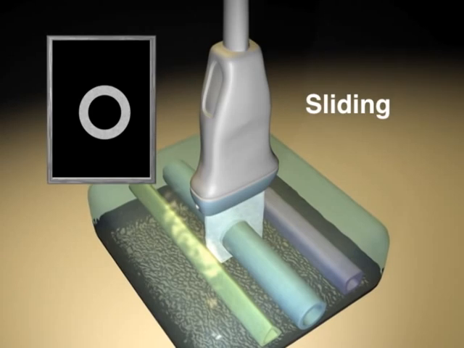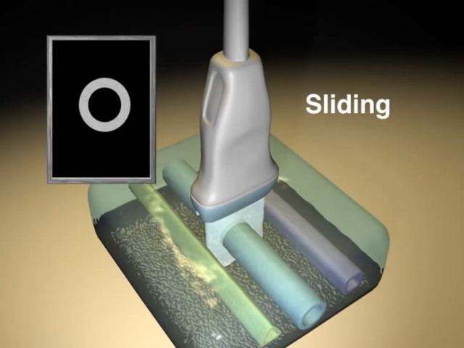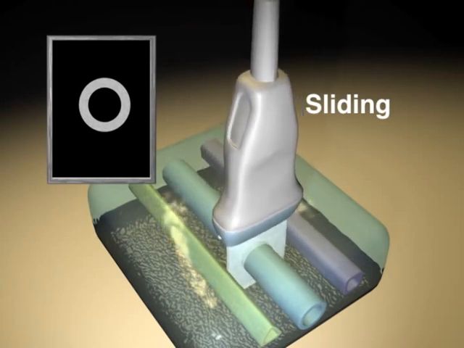Sliding is a maneuver that translates the transducer along the course of its structure, or perpendicular to it to scan adjacent structures.